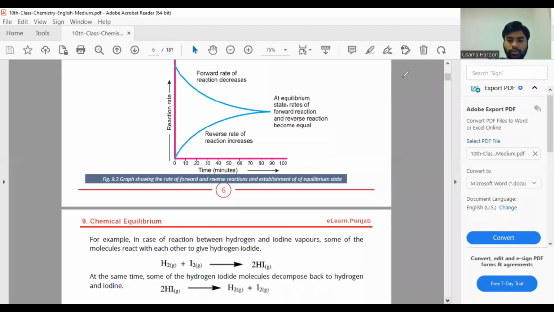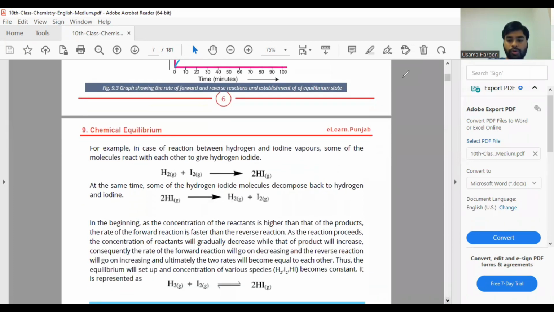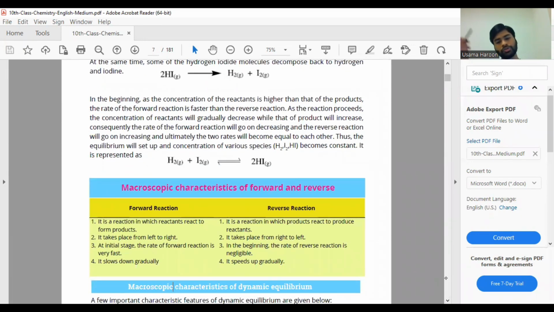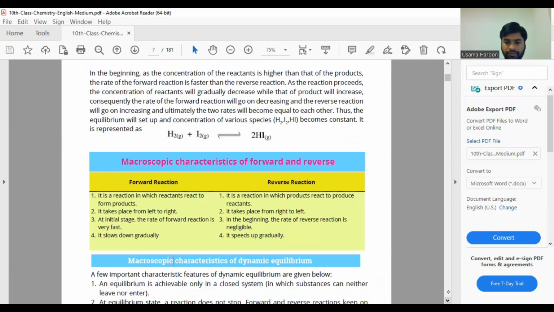This is what has been said in the final point: the forward rate slows down gradually, as we have seen in the graph, and the reverse rate speeds up gradually, as you have also seen in the graph.